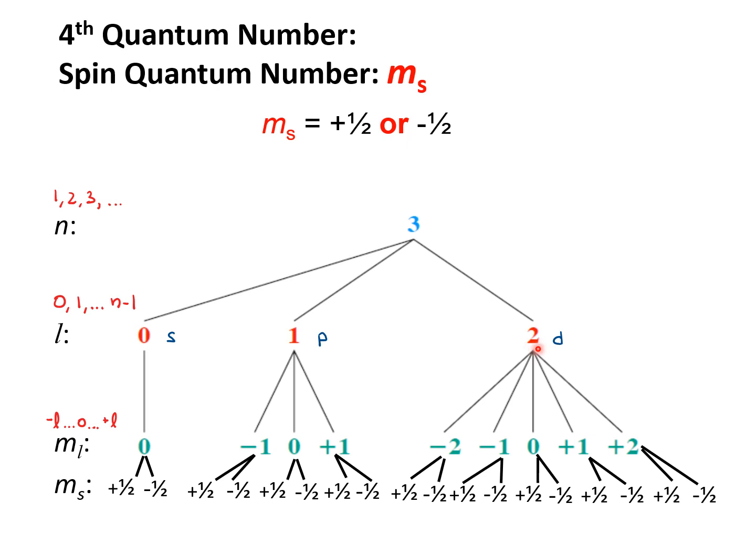Now, when L equals 2, the allowed values for ML are minus 2, minus 1, 0, plus 1, and plus 2. And these values of ML represent our 5 3D atomic orbitals. And again, since each atomic orbital can have a maximum of 2 electrons, where the first electron has a spin of plus a half and the second electron has a spin of minus a half, we can have a total of 10 electrons in our 5 3D atomic orbitals.